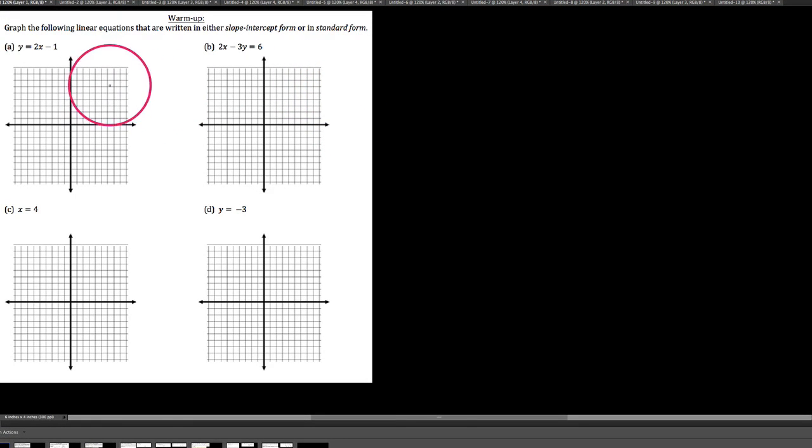Okay, YouTube, in this video we're going to quickly review how to graph linear equations as a warm-up for solving systems of equations. The instructions here ask us to graph these linear equations that are either written in slope-intercept form or standard form. And that's kind of the idea that we want to review here.